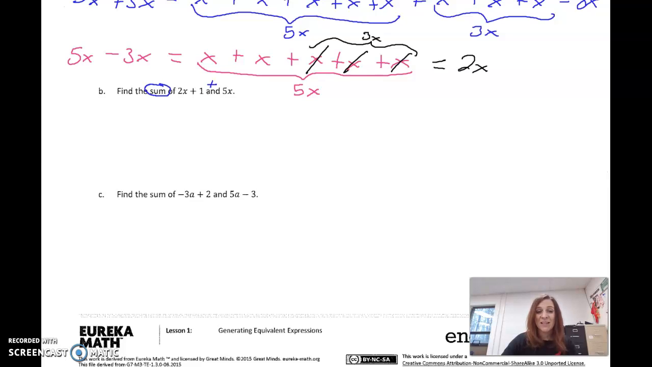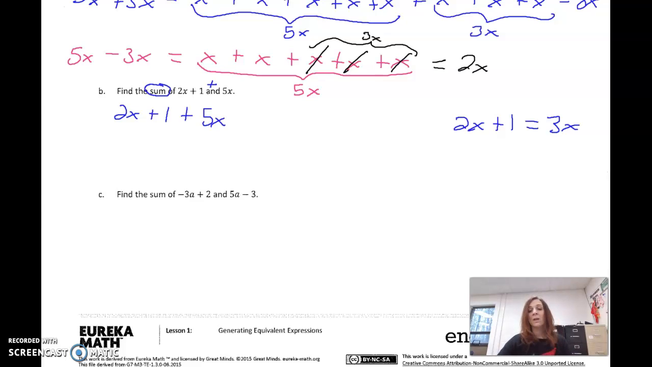So if I want to find the sum of 2x plus 1 and 5x, that means I'm going 2x plus 1 plus 5x. All right, so now here's where it's important that we recognize what like terms are. Because if I'm adding these together, I can't add 2x and 1. All right, let me show you. If you think that 2x plus 1 equals 3x, right? 2 plus 1 is 3. Well, they should be equal to each other, right?